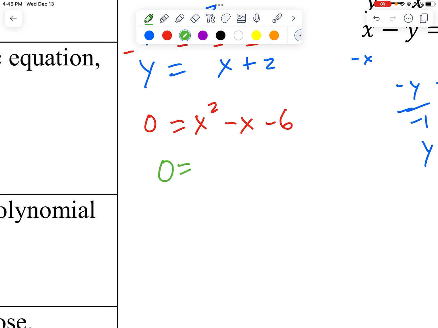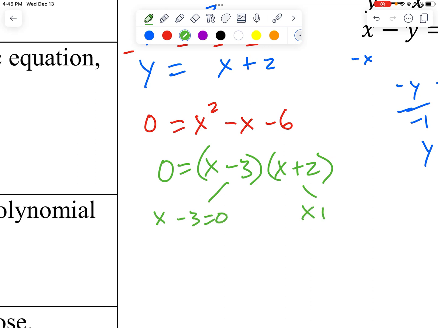I got 0 equals x minus 3 and then x plus 2. Hopefully all our practice with factoring for the whole year almost has gotten you used to this. Factors of negative 6 that add to be negative 1. That's negative 3 and positive 2. So I got this, and as a reminder, when you're finishing solving this, you set both of these equal to 0.